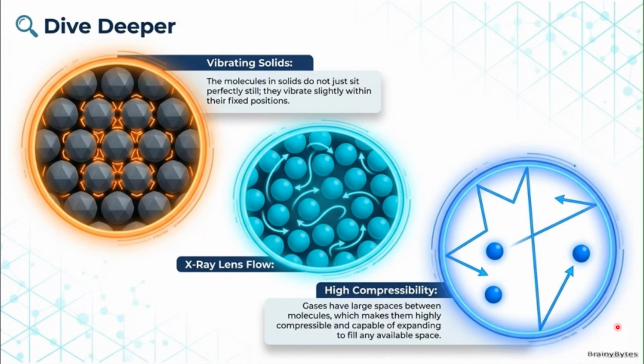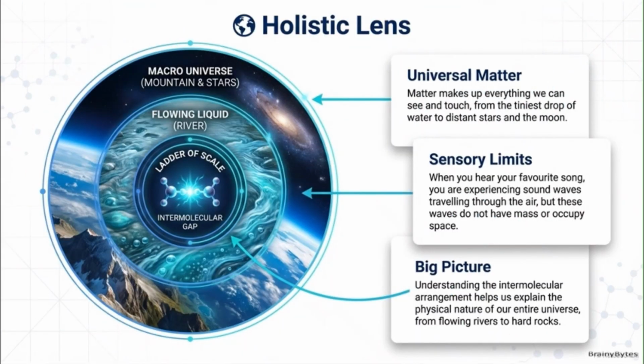Now, let's take a look at the next slide. The holistic lens, understanding the world beyond limits. See this beautiful picture, it tells us about the universal matter. That matter makes up everything we can see and touch, from the tiniest drop of water to distant stars and the moon. Next, the sensory limits.